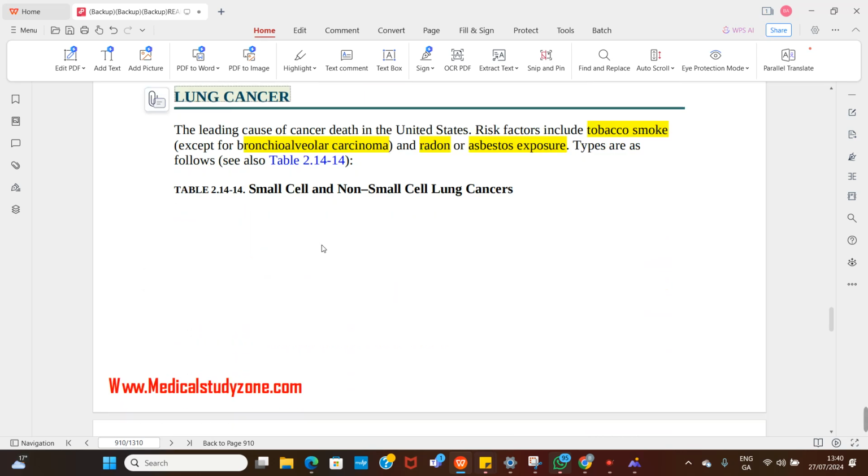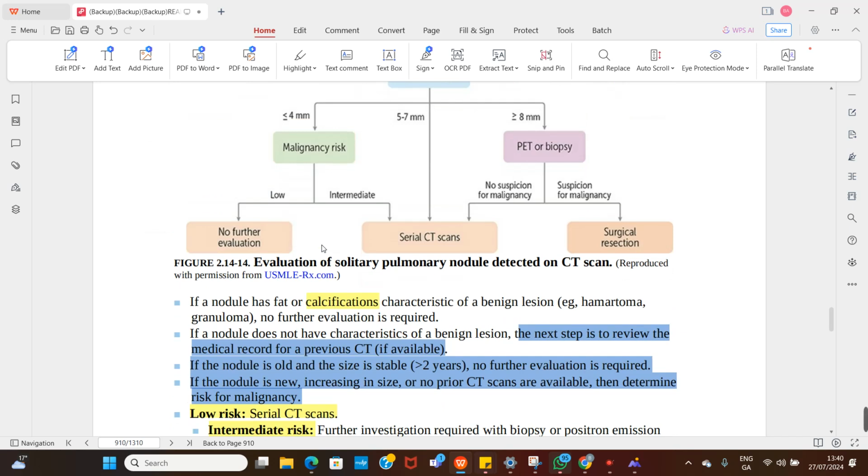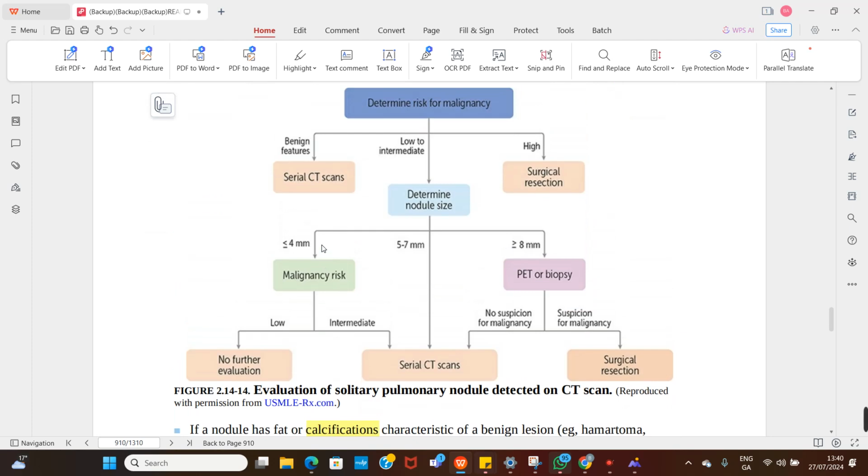I'm going to look for questions on that nodule. So if it is intermediate and the nodule size is between 5 to 7, you do your serial monitoring. But if it's 8, just go and do your PET or your biopsy to look for whatever is there. You cannot leave the patient alone because 8 is significant. So even if you do your biopsy and you're not seeing malignancy, still do serial CT scan. But if it's malignant, surgical resection.